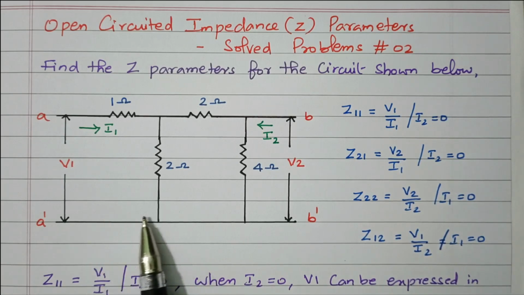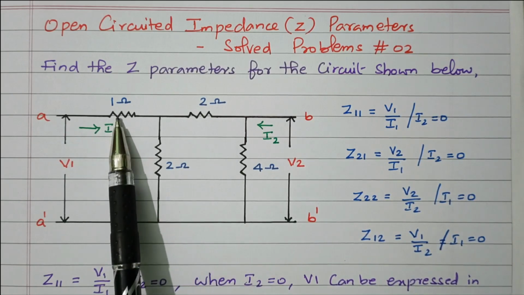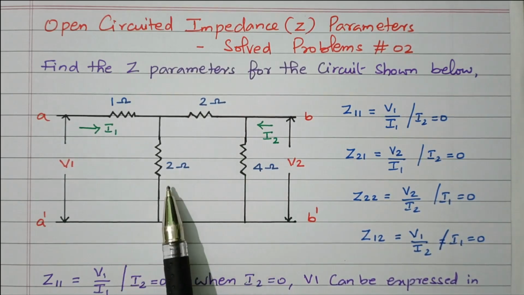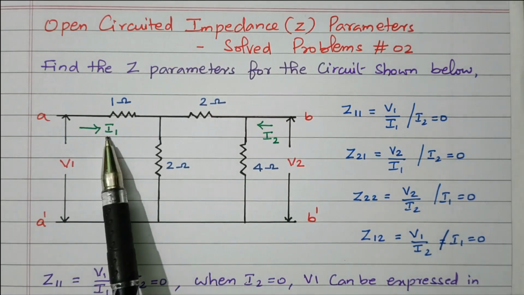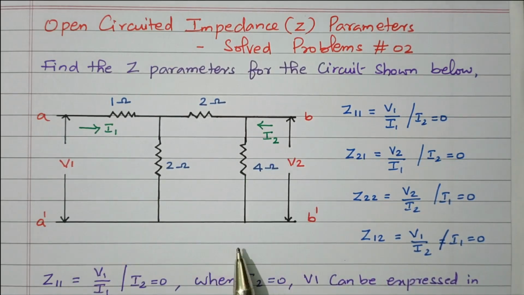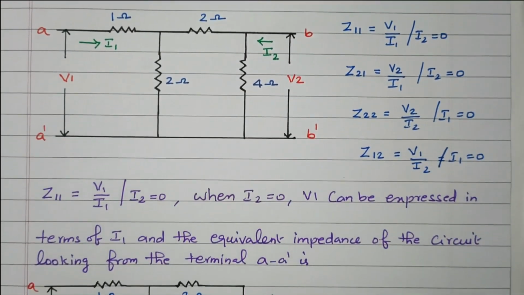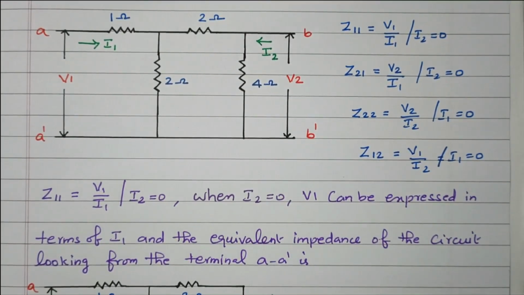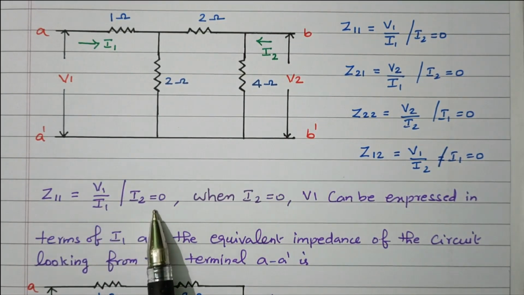So this is the network available. 1, 2, 3, 4 resistors are available. This is 1 ohm, this is 2 ohm, this is another 2 ohm and 4 ohm. So voltage V1, I1, V2, I2. So first we will find the parameters one by one. First we will find Z11, open circuited input impedance, Z11, V1 by I1, I2 equal to 0.